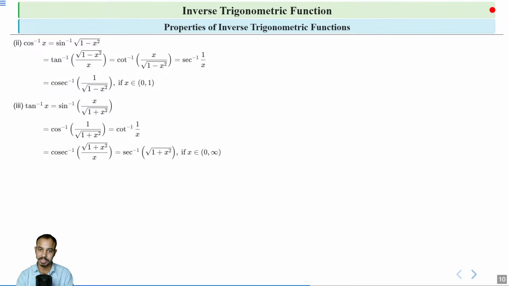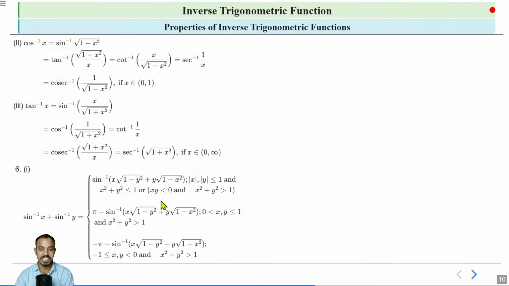Okay, so here you have to restrict x in the open interval 0 to infinity, then you will get these are equal. Okay, then see, for sine inverse x plus sine inverse y, this is equal to sine inverse of x times square root of 1 minus y square plus y times square root of 1 minus x square.